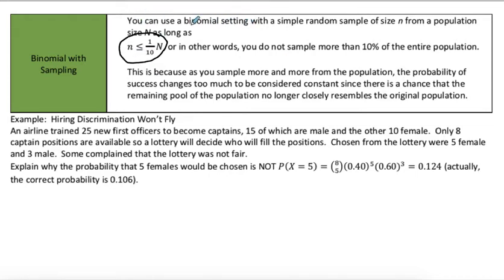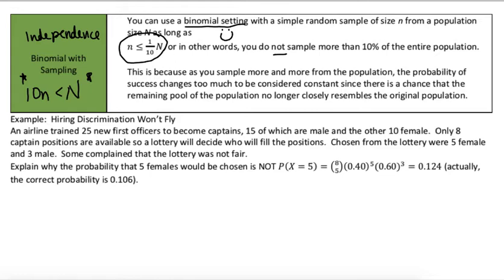It says you can use this binomial setting, which again is what we want to do, with a simple random sample, as long as you do not sample more than 10% of the population. So instead of computing 1/10 of the population, since I might not know the population, I check the condition: 10 times my sample has to be reasonably smaller than the population. This is our condition for independence.